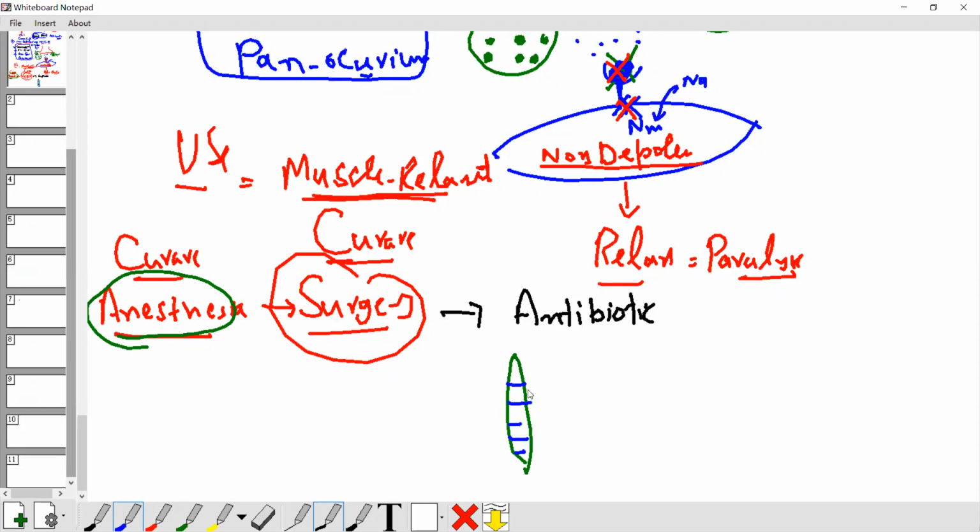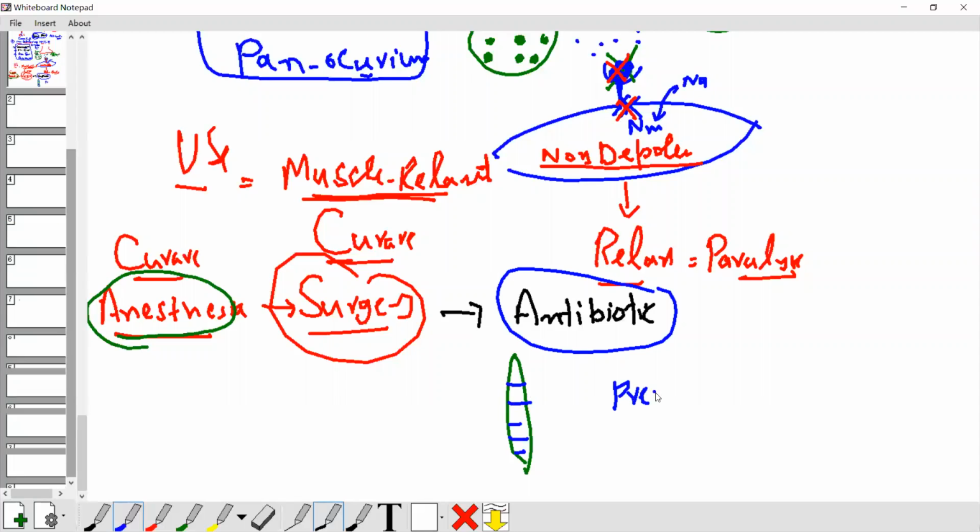Understand? Okay, after surgery, when surgery is done, we also need to use antibiotics. Why do we need to use antibiotics? Of course, we need to use antibiotics to prevent infection because the skin is wounded here. The skin now has a surgical wound, so to prevent infection we need to use antibiotics.